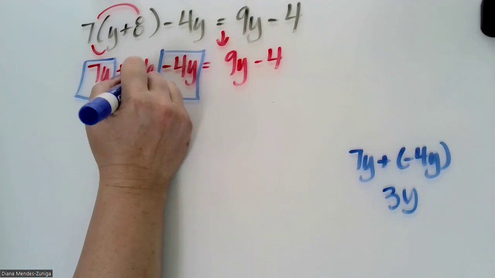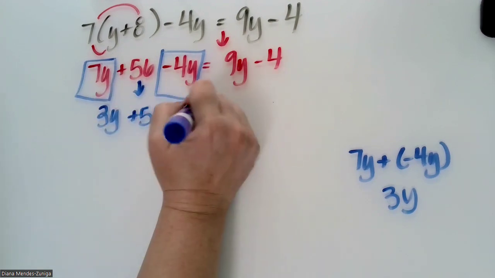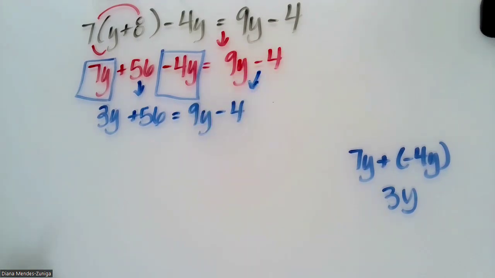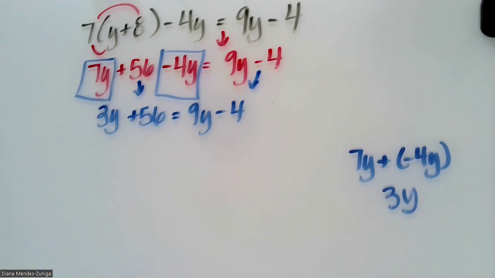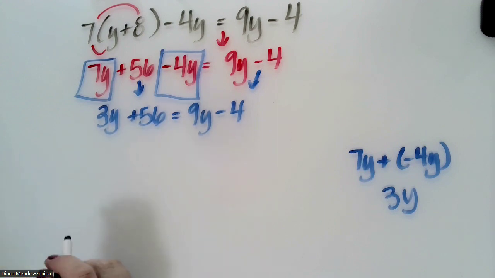We're going to bring down our 56 here because we didn't touch it. And now we're going to bring down the rest of this information over here because we didn't touch any of that information. So now we have a new problem of 3y plus 56 equals 9y minus 4.